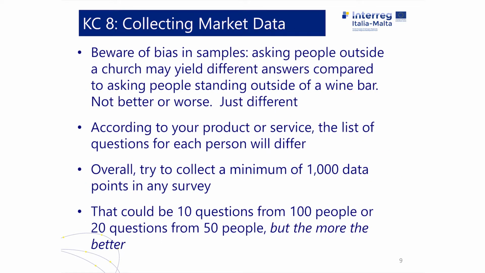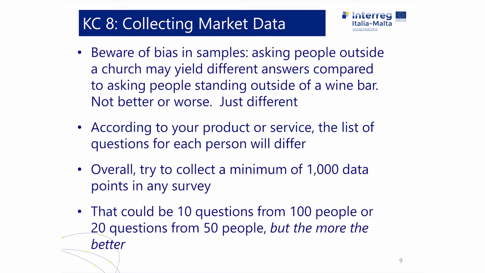Key concept 8, collecting market data. Beware of bias in samples. This is not something that you can deliberately fall into a trap of. Sometimes it just happens in terms of how you undertake a sample. For example, asking people outside a church may yield different answers to the same questions compared to asking people standing outside of a wine bar. Not better or worse, just different.